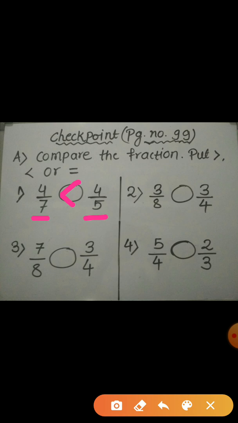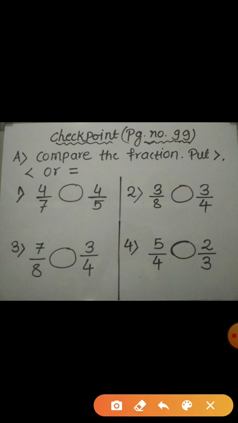Now coming to the second, let us compare the fractions 3 by 8 and 3 by 4. Again, they are unlike fractions with the same numerator. So we compare the denominators. Now denominators are 8 and 4. 8 is bigger than 4, right? Hence, fraction with the bigger denominator will be smaller. Therefore, 3 by 8 will be smaller than 3 by 4.